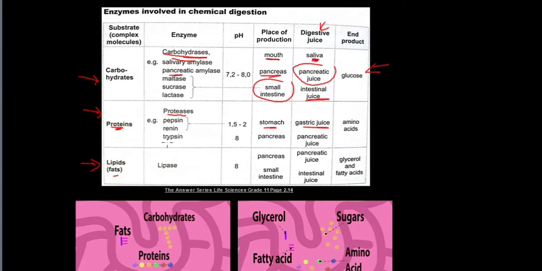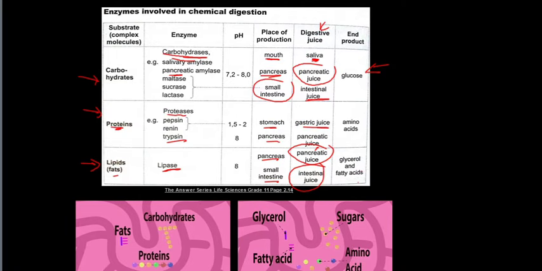And then you've got trypsin, which is produced in the pancreas and forms part of pancreatic juice. Then lipids: lipase is the enzyme, and it is found in the pancreas and in the small intestine, and it forms part of the pancreatic juice and intestinal juice. And then the end product there is glycerol and fatty acids.